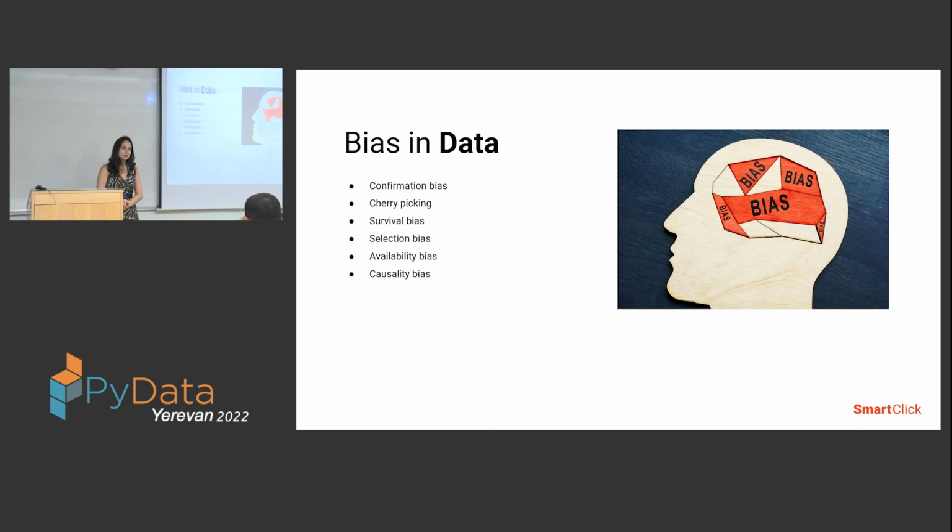But what are the solutions to these biases? I don't know. Like he said, you can oversample or undersample, but for example, survival bias or availability bias, what are the solutions to them?